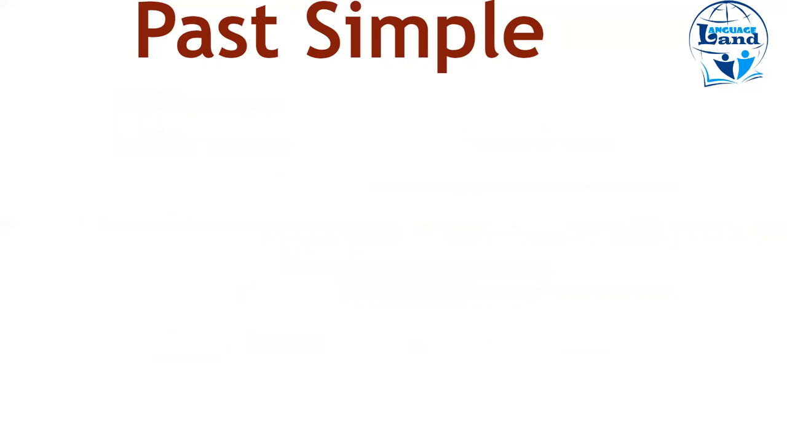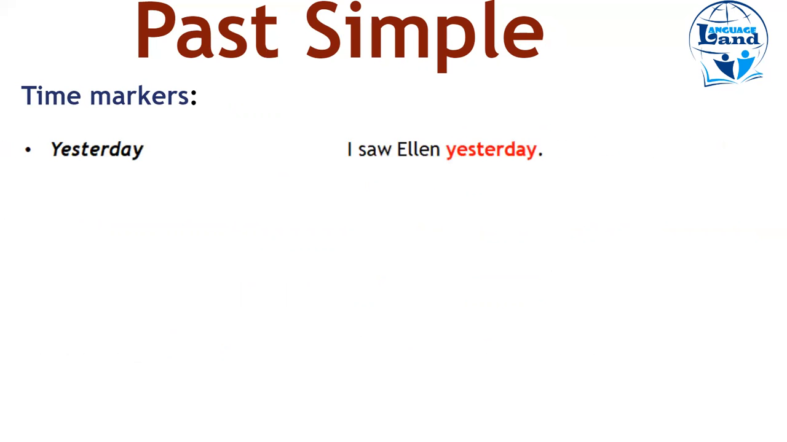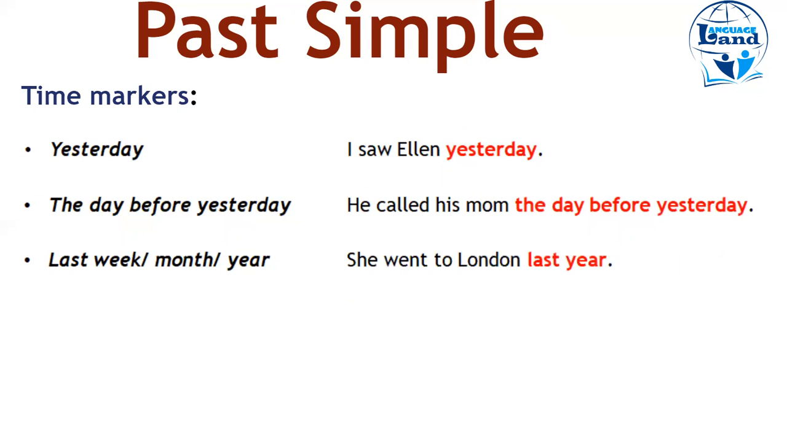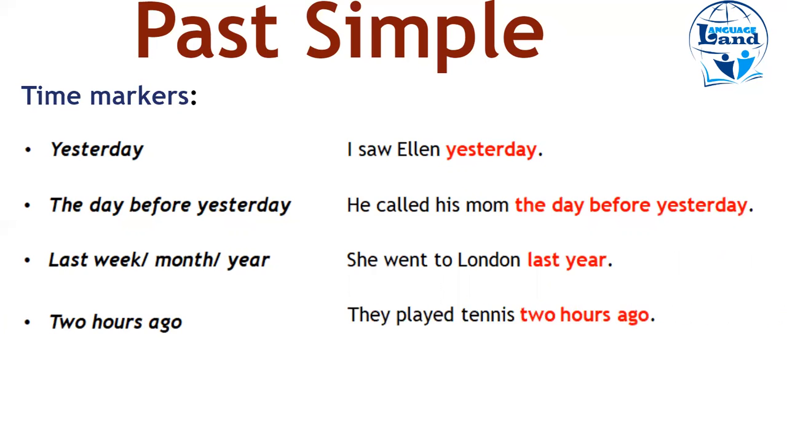Let's consider the time markers of past simple. So they are yesterday. For example, I saw Ellen yesterday. The day before yesterday, for instance, he called his mom the day before yesterday. Last week, last month, last year. For example, she went to London last year, or 2 hours ago. For instance, they played tennis 2 hours ago.